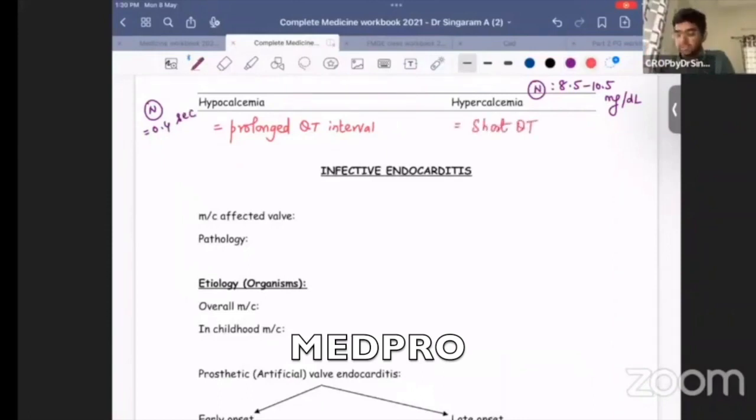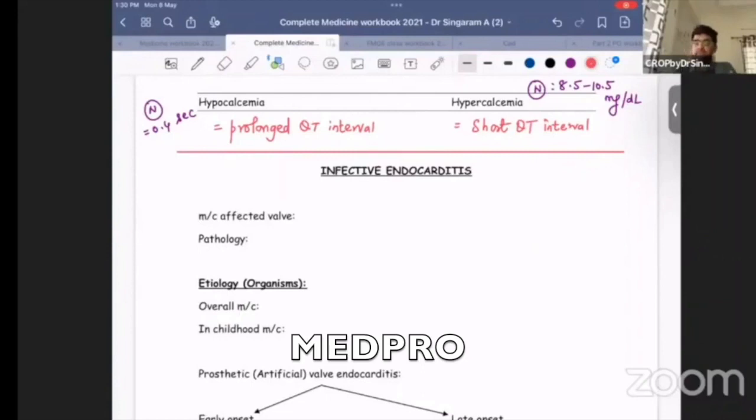That's all. These are the only two things which you should remember as far as calcium levels and ECG changes are concerned. Don't go into the detail. Just remember this. That is enough. Prolonged QT for hypo, short QT for hyper. That's what you have to remember. Clear? So these are all the important ECG findings which I want you to remember for your exam purposes.